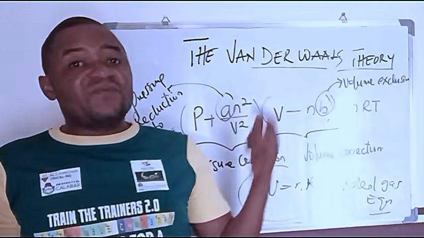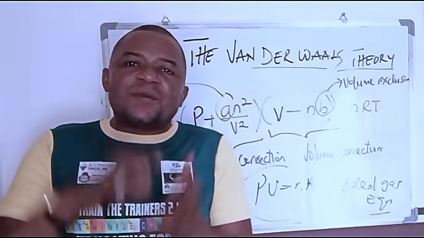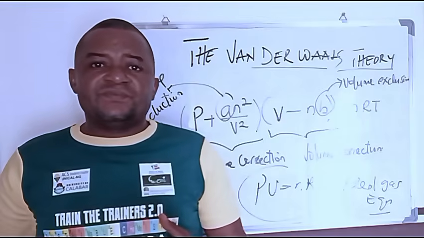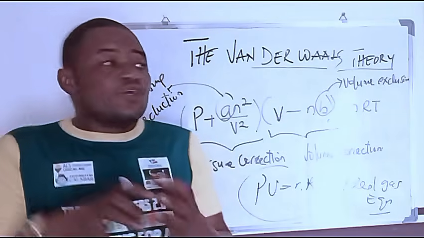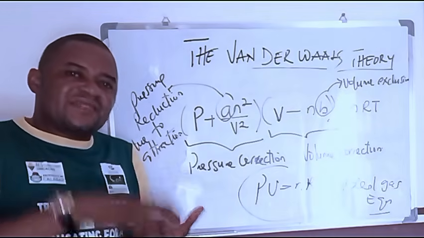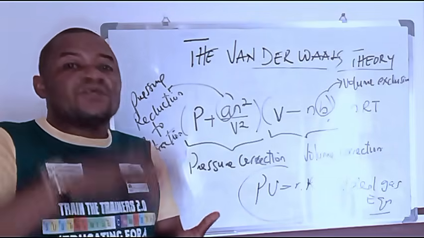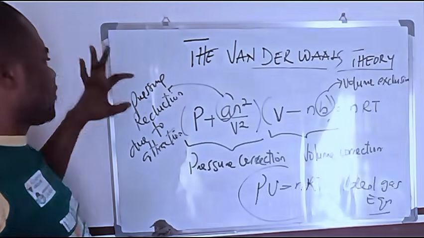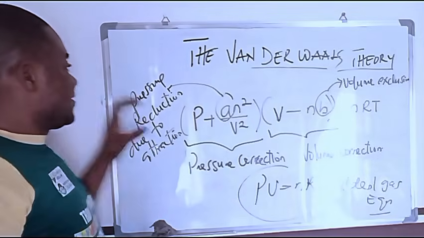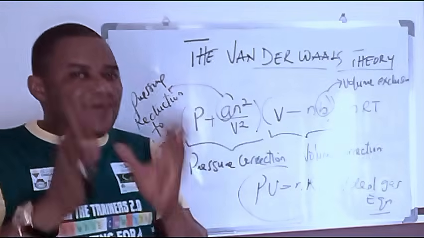The Van der Waals theory also believed that there exists what? There exists intermolecular forces of attraction or repulsion between gas molecules, unlike the ideal gas equation. And that is why he believed that there is always some sort of reduction in pressure. If there is reduction in pressure on the walls of the container where the gas is, then there is a possibility of intermolecular force of attraction, because once there is pressure reduction, there is what? Attraction. And this particular modification of the ideal gas equation became very unique.